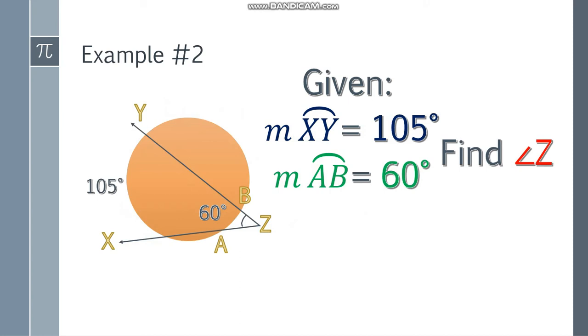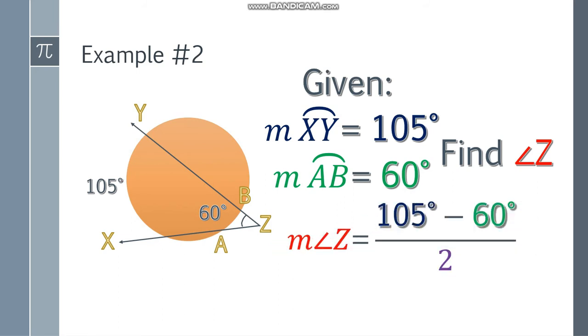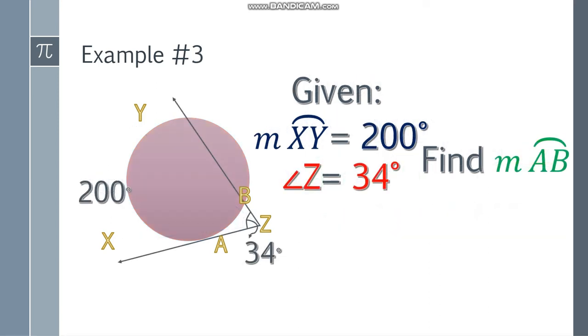Next example, we have the measure of arc XY, the larger intercepted arc, is 105 degrees, and the measure of arc AB, the smaller intercepted arc, is 60 degrees. We are asked to find angle Z. So let's place the formula and substitute the values. We have 105 here and 60 here. So 105 minus 60 is 45, divided by 2, that will be 22.5 degrees. So the measure of angle C is 22.5 degrees.